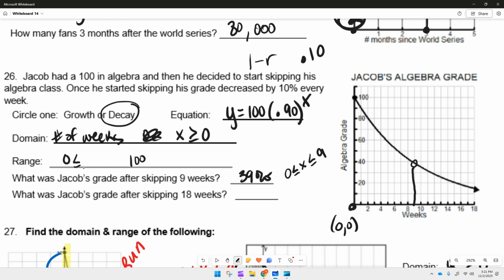And in this case, again, we don't really have an asymptote because you are going to get to 0. You can have a grade average of 0. And we are going to have a maximum grade of 100. Now we want to go and finish up and find his grade average at 18 weeks, and that gives him an average of 15%. So his domain on that would be 0 less than or equal to x less than or equal to 18 weeks.